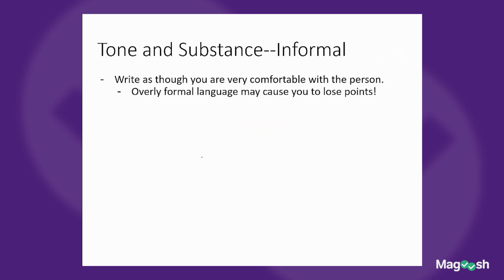Okay, now the tone and substance of informal letters. So just contrasting with what we just heard about for the formal letters a moment ago. In these letters, you should write as though you are very comfortable with the person you're writing to, okay? If you are overly formal, if you're using a lot of modal verbs to speak really, really carefully about a topic to your friend, it will seem too formal for these letters in most cases. So make sure you're writing in such a way that it's very clear you know this person well, okay?